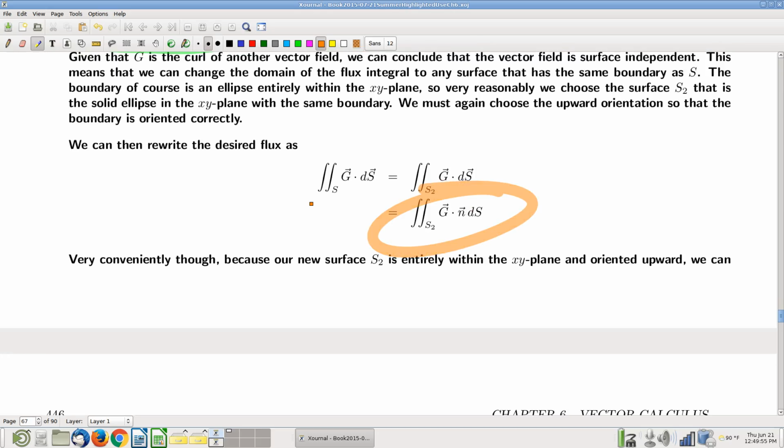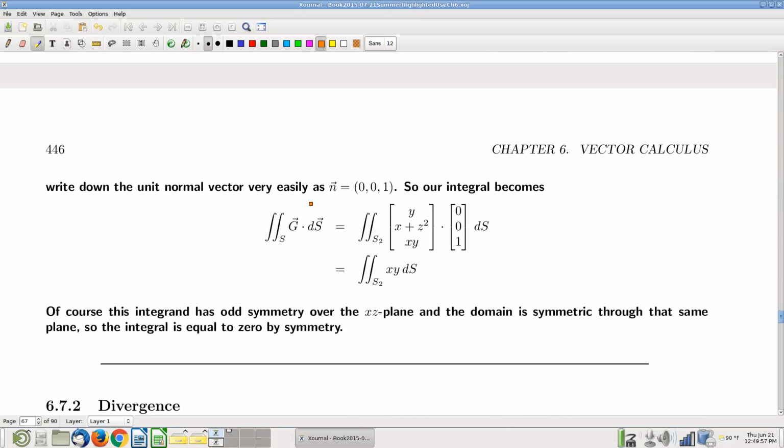So flux on the yellow surface. The normal vector is real easy to write down: 0, 0, 1. Right, it's pointing straight up. That's clear. The vector field that we were originally looking at is this. That dot product's really easy to compute. The dot product is just xy. And so what we're left with is this double integral, which is susceptible to a symmetry argument, an easy symmetry argument. Therefore, our answer is 0.